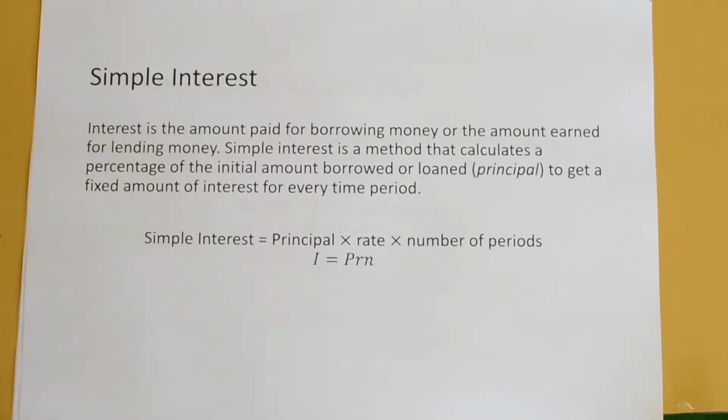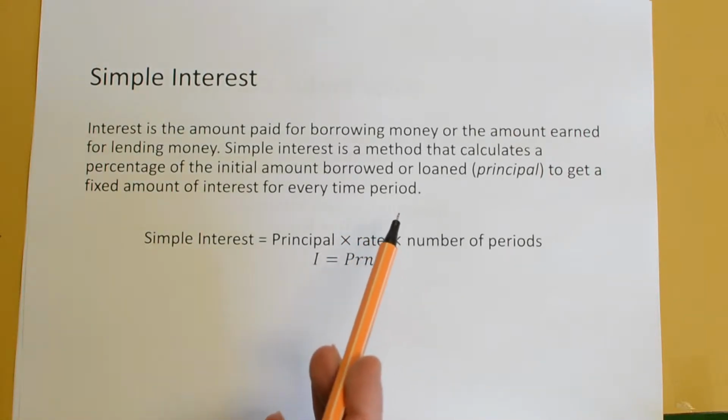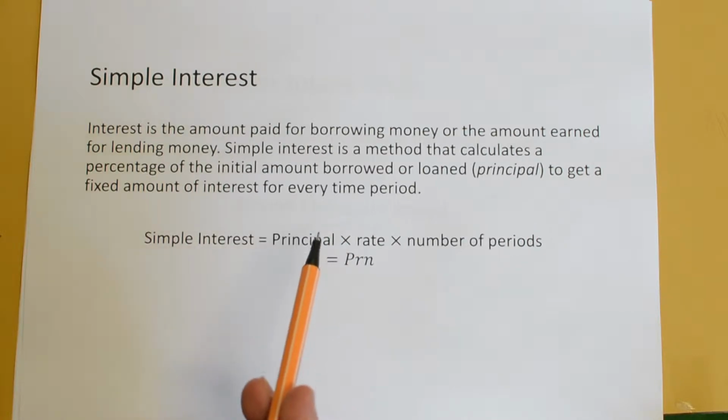Simple interest is a method that calculates a fixed percentage based on the initial amount, or the principal, and you get that same amount every time. When I say every period, that's just talking about the time, how often it will be counted. So it's either every year, every month, every week, and so on.